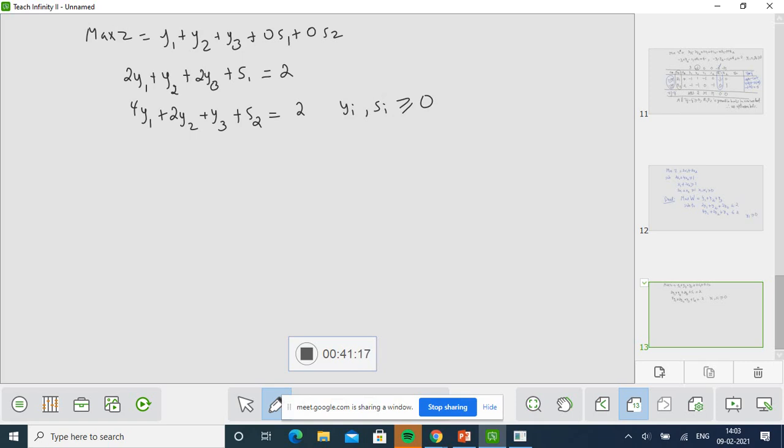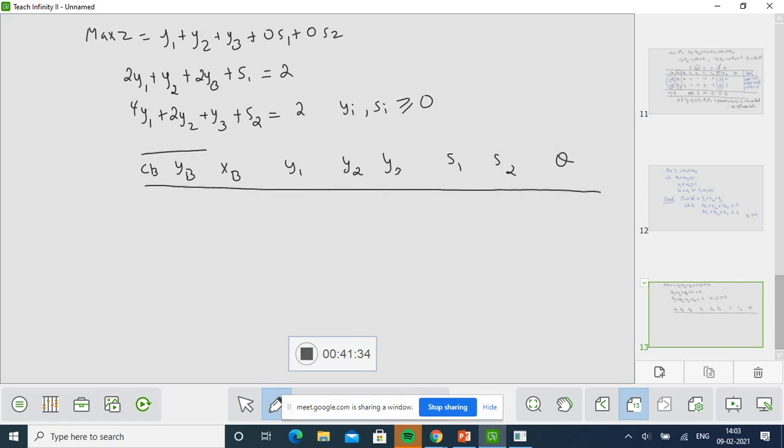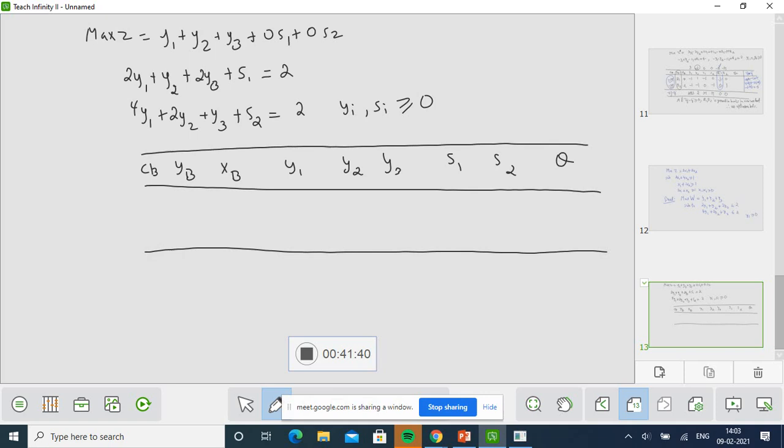Now, what should I do? I will have CB, YB, XB. I will have Y1, Y2, Y3, S1, S2, and I will have a theta. Come on, start solving. Right. So what will I have on the top? I will have y1 coefficient is 1. I have to look into the objective function to write the top entries. So 1, 1, 1, coefficient of y1, y2, y3. S1 and S2, 0. Then here I will have 2. Here also I will have 2. Am I correct or am I wrong?